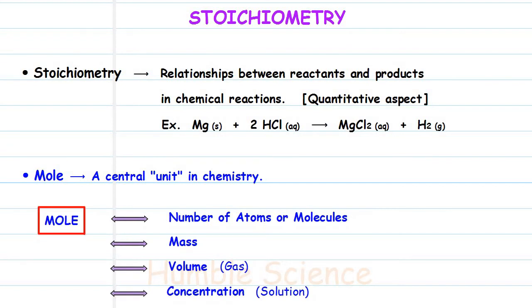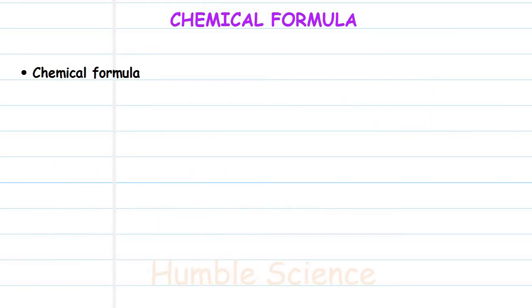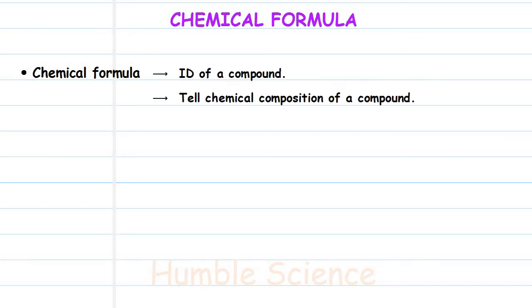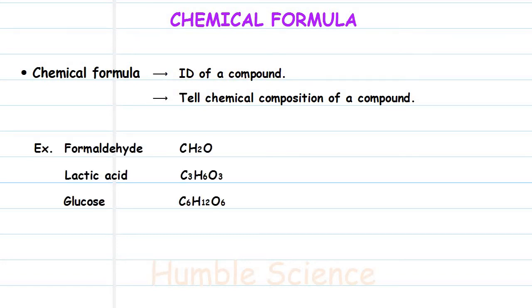We can relate mole to the number of atoms or molecules, to the mass of atoms or molecules, to the volume of gas, and to the concentration of a solution. In this video, we will take a look at another basic concept in stoichiometry, and it is chemical formula. Chemical formula is pretty much an identification of a compound or a substance, and it can tell us the chemical compositions of that compound. For example, formaldehyde has a chemical formula of CH2O.